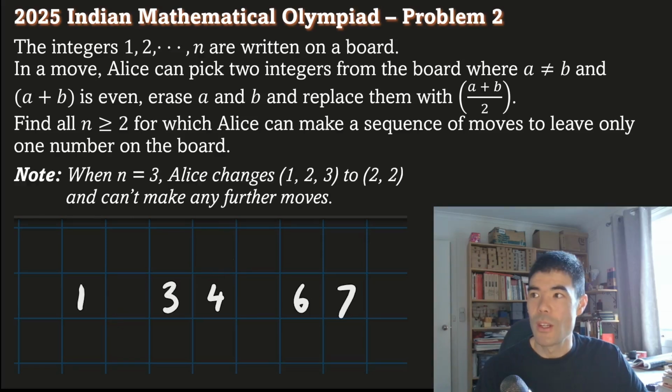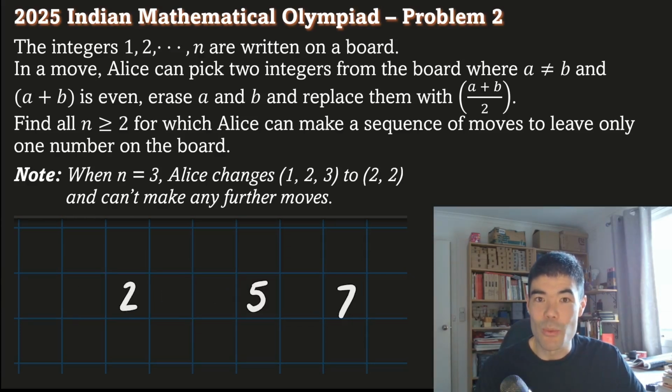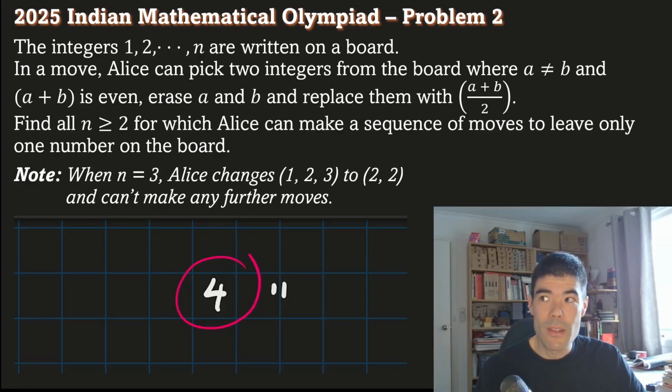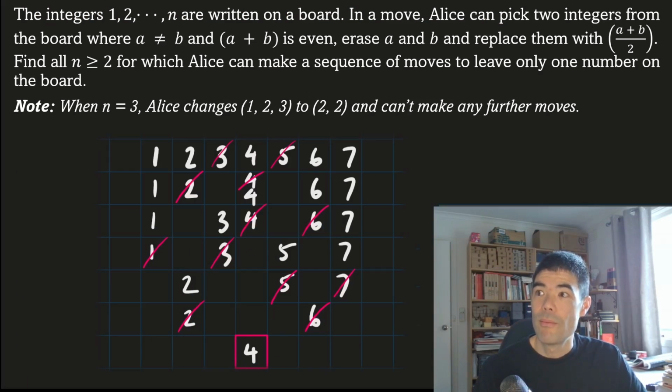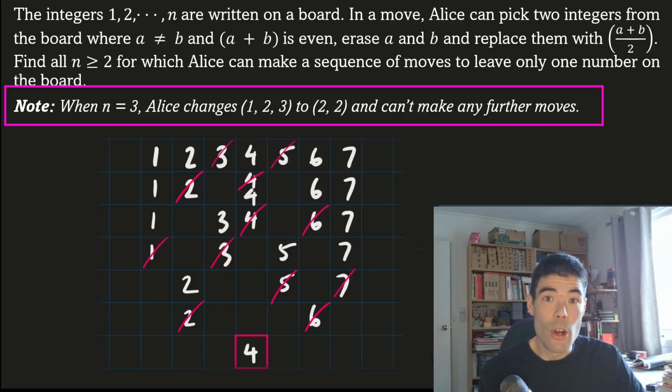Note when n is 3, Alice changes 1, 2, 3 to 2, 2 and cannot make any further moves. What I love about this problem is it's such a simple idea. We're just choosing any two numbers, replacing them by the average. The goal is to get to one number remaining on the board. So n equals 7 can be done, and one way of doing that is shown here. We're already told that n equals 3 cannot be done.